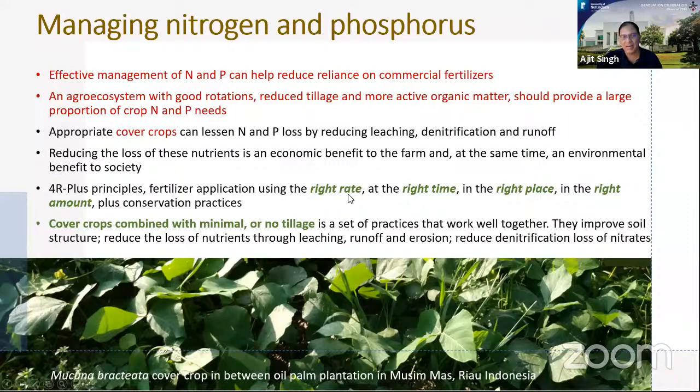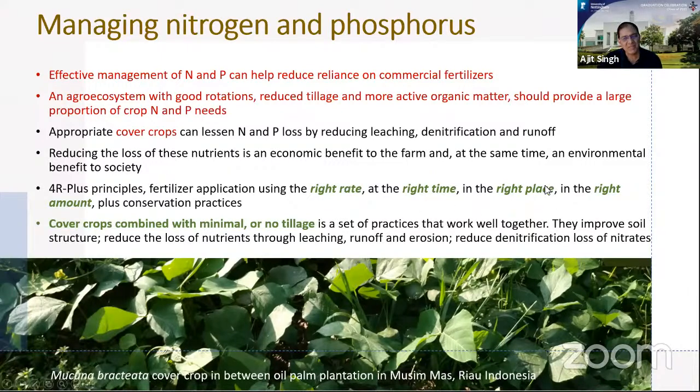So before we apply any fertilizer, we need to know the rate of the fertilizer that we need to apply for that particular crop. If it is rice, what's the rate? If it is oil palm, what is the rate that we need to apply? Very, very important. Then the right time. Every crop has its critical growth stage. So if a crop is growing like rice, tillering is very critical. So you need to apply fertilizer at tillering. If there is any nutrient deficiency at tillering, then the yield will be significantly affected. That's the right time. Flowering is the right time. Grain filling is the right time.